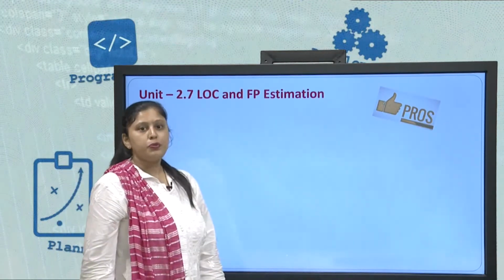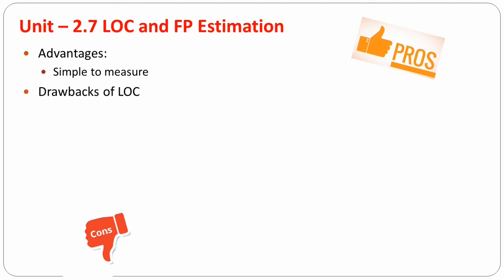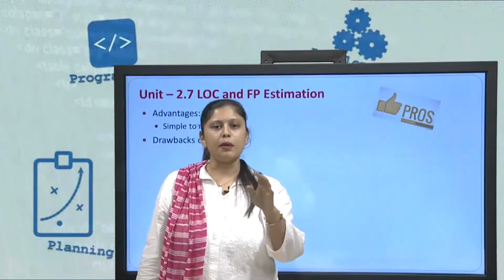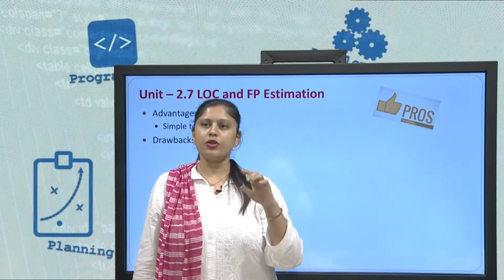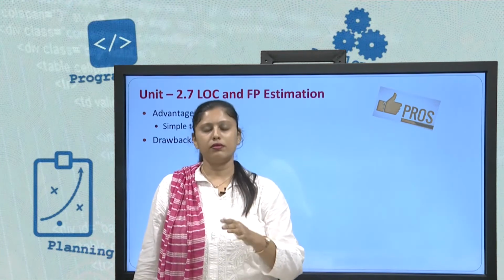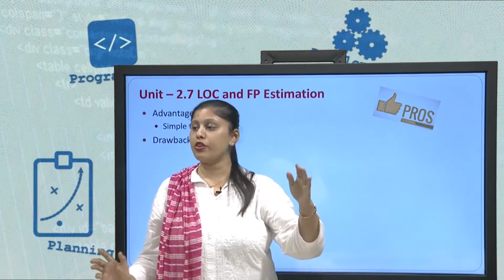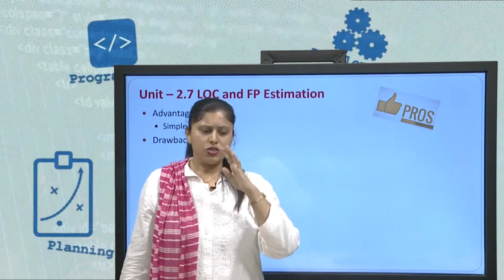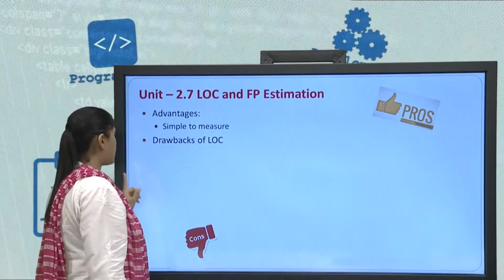Now, what are its pros and what are its cons? Pros and cons mean the advantages and disadvantages of LOC. The advantage of LOC is just one: it is simple to measure. You tell somebody that you have coded a project, and they ask how many lines of code it is. You say 32,000 lines of code, that is it. That is your estimation of the project, that your project is going to be very huge. So, it is very simple to measure, but it has a lot of drawbacks.